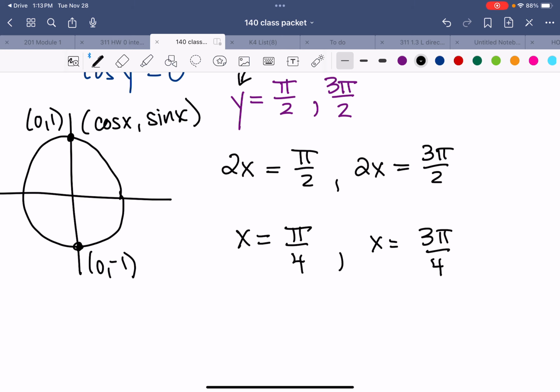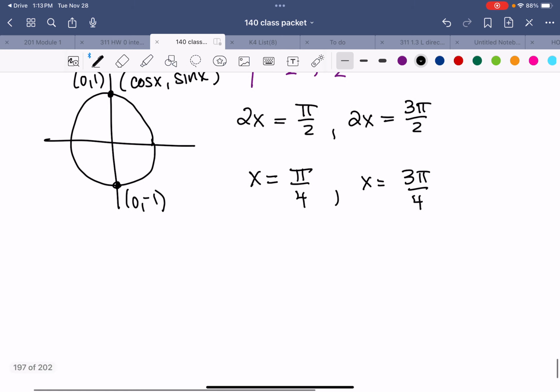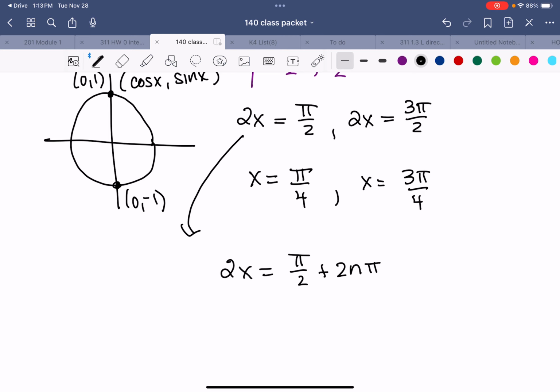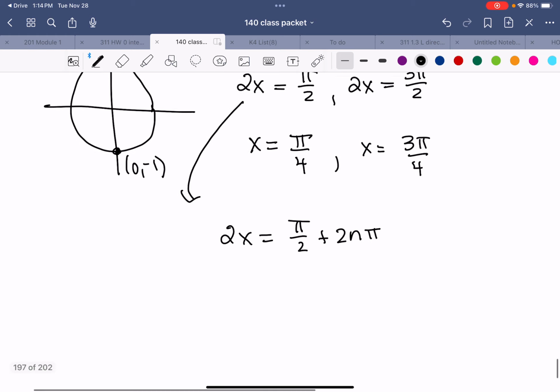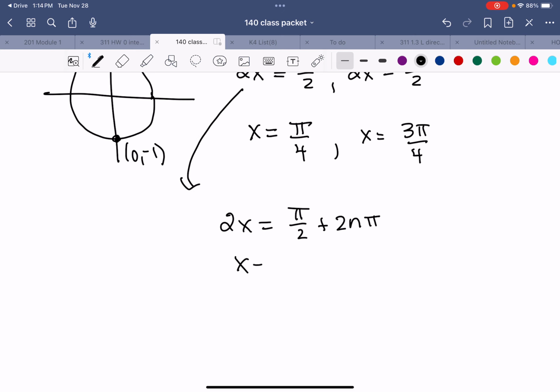Now, we have to be a little bit careful here if we're doing it in general. So these are our 2 angles, and we're actually going to get a couple more yet, because what happens is we're going to take this and make it 2x equals pi over 2 plus 2n pi. Then we divide everything by 2. Then we get pi over 4 plus n pi.